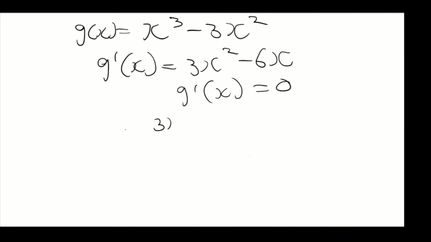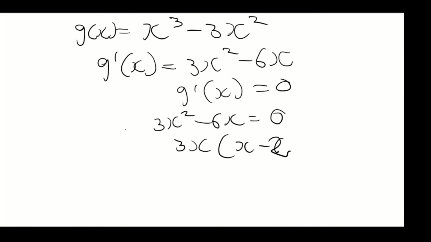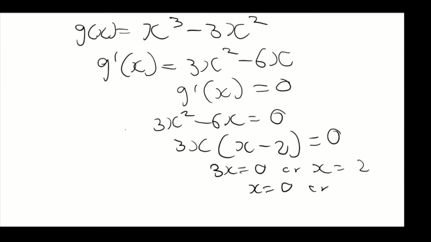So we have 3x squared minus 6x equal to 0. Then we factorize 3x, and we are left with x minus 2. So let me write this 2 properly. So we're going to be left with 3x equal to 0, or x minus 2 equal to 0, so x equal to 2. So x equals 0 or x equals 2. So these are the stationary points.